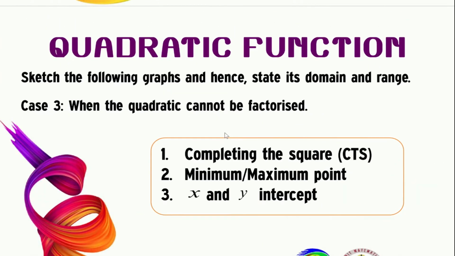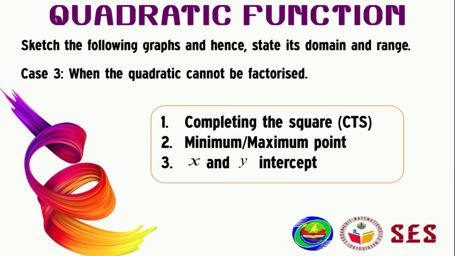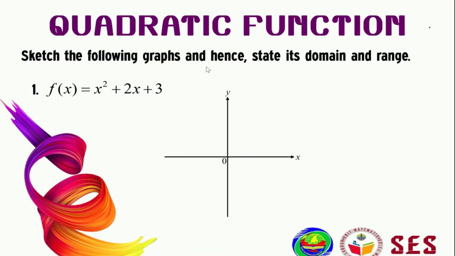Alright, so we have reached the last part of sketching the graph of a quadratic function. For case 3, we consider when the quadratic cannot be factorized. We have 3 steps to sketch this kind of function. First, we need to do the completing the square, and then we state its maximum or minimum point based on the completing the square. Then we can get the x and y intercepts, and last but not least, we sketch the graph.